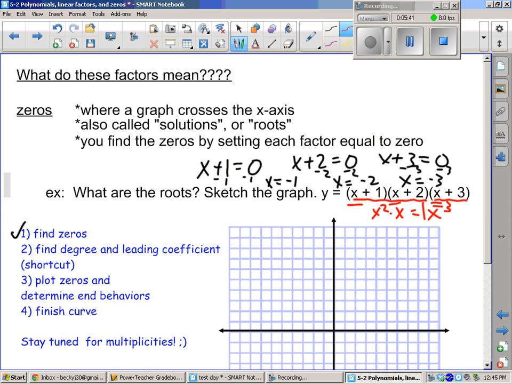So the rest of the equation doesn't matter? Not for what we're going to do, not for our graph. Okay, that's why it's a shortcut. Yep. So we have to pay attention to that 1 and that x cubed.